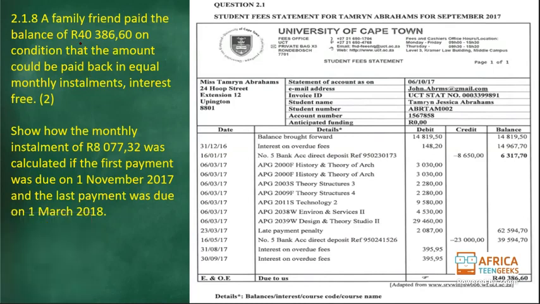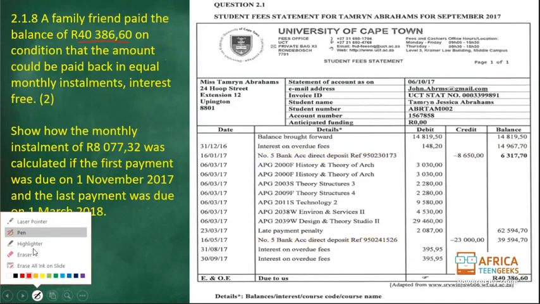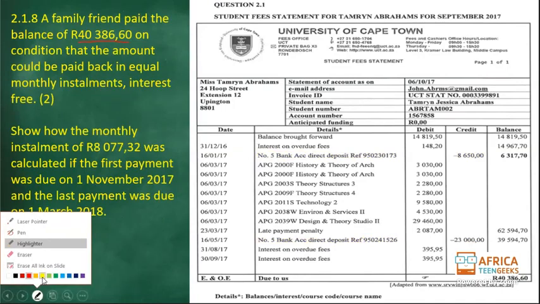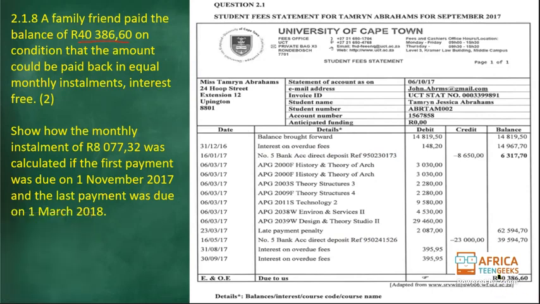We're dealing first with this. This is the balance that the family friend paid. Where do we find this balance on our table here, on the statement? There, that's the amount due to us. That means Tamrin owes 40,386 rand 60 cents to the university by the end of September. Yes, by the end of September, that is the overall balance that she owes.